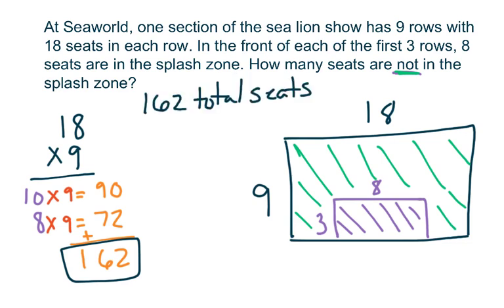Now the next problem that I need to solve is to figure out, what's my splash zone? What's this purple area here? To solve that problem, that one's going to be pretty simple. My splash zone is going to be equal to 8 times 3. And for 8 times 3, we don't have to do any fancy multiplication. That's equal to 24. And this is going to be our splash zone.